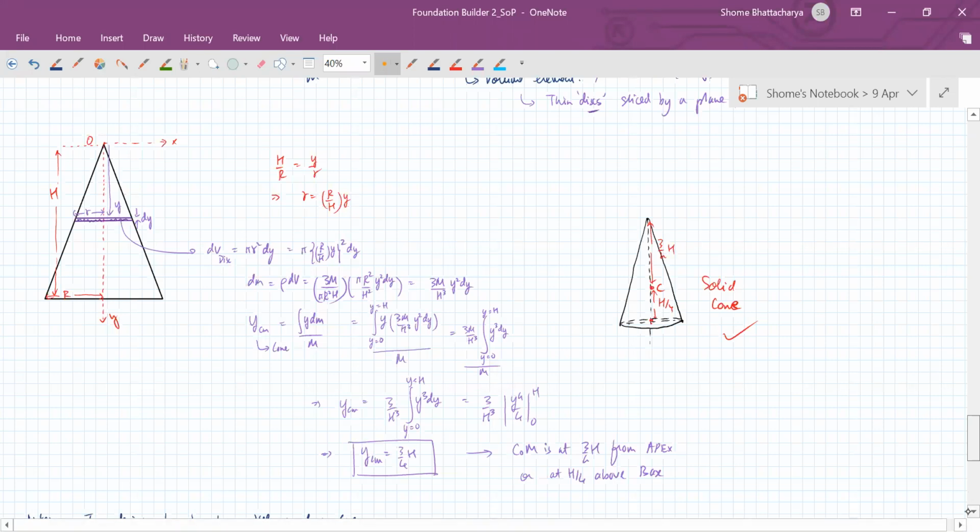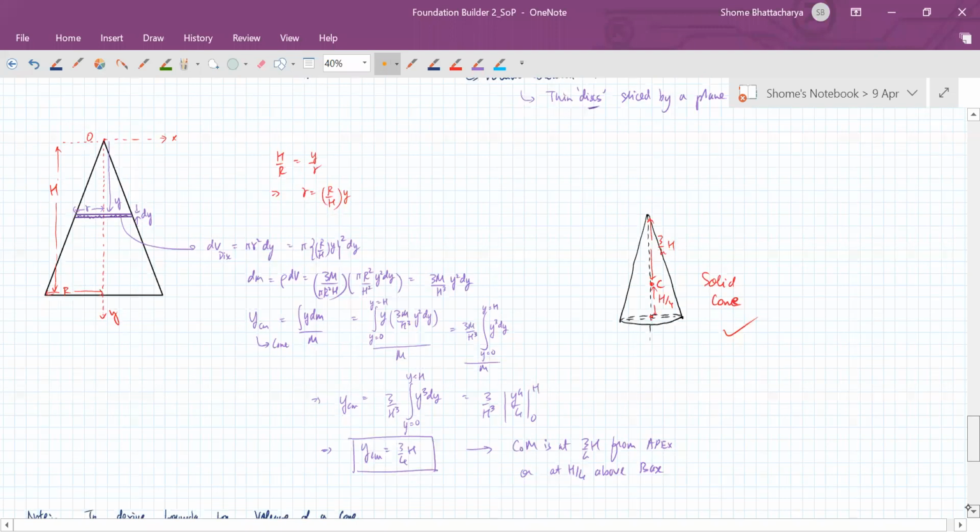Okay, so hope the calculation of center of mass part is clear. Now let's come to the calculation of volume of a cone using this.